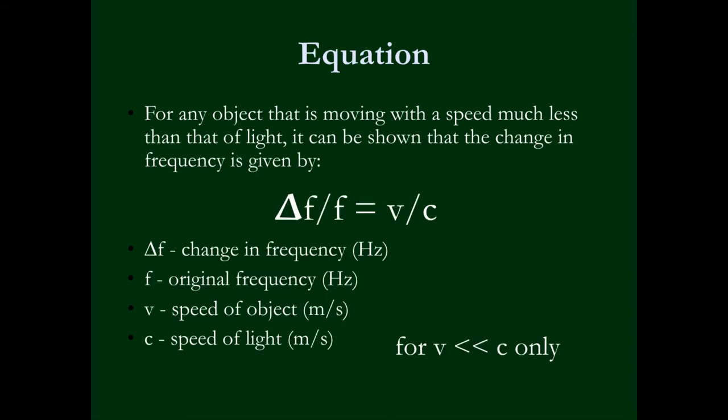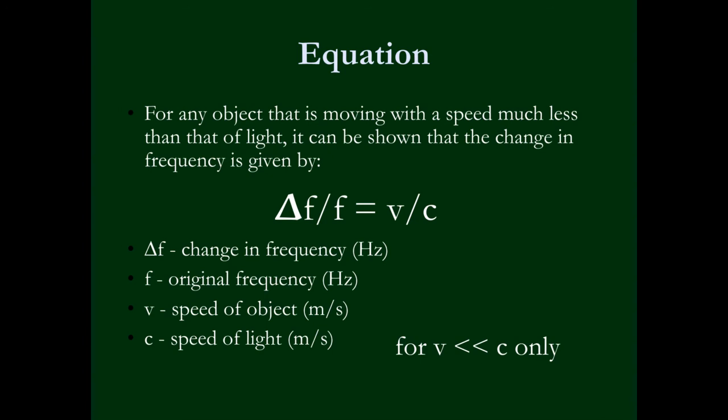Now, at a bigger level, we can work out that for an object that's moving with a speed much less than that of light, it can be shown that this change in frequency is given by the change in frequency divided by the original frequency is equal to the ratio of the speed of the object divided by the speed of light, assuming the velocity of the object is much less than the speed of light itself.